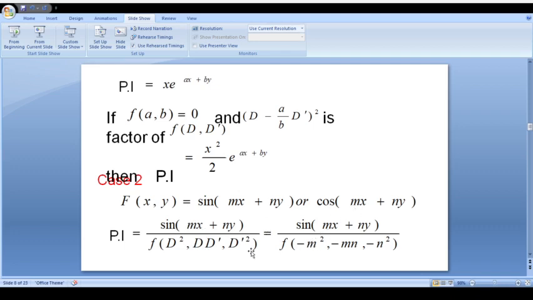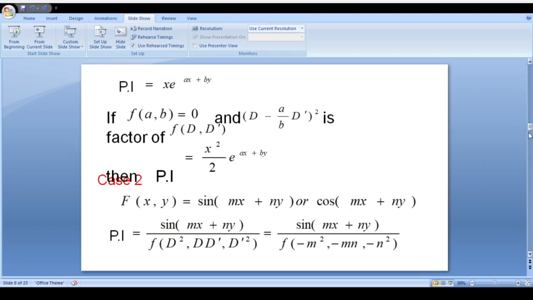So D squared is replaced by minus m squared, D D' is replaced by minus mn, and D' squared is replaced by minus n squared, which gives the particular integral when f(x, y) is sine of mx plus ny or cos of mx plus ny.